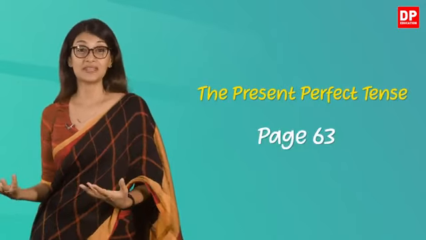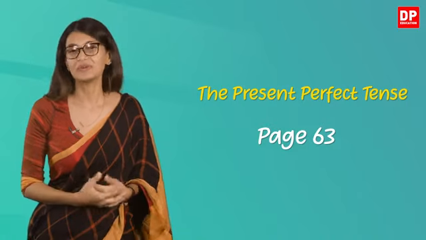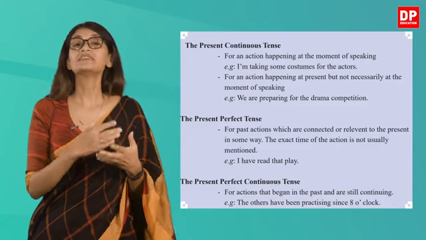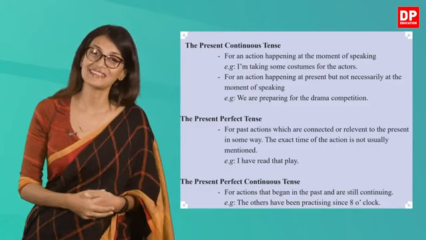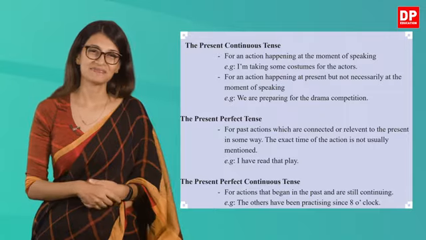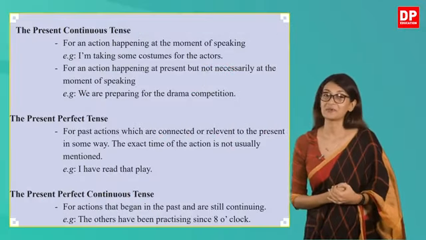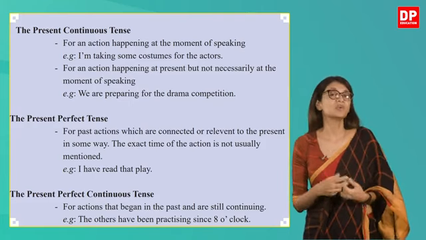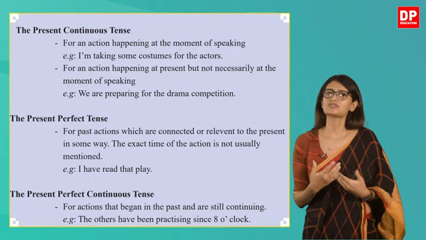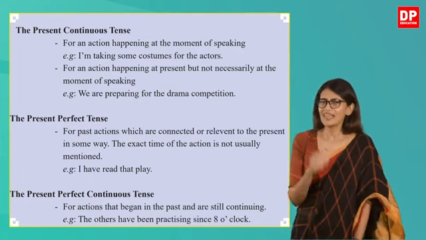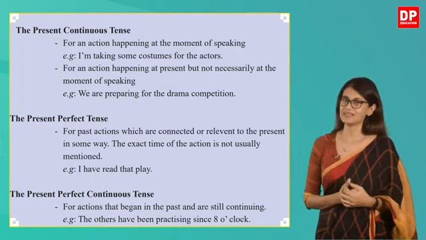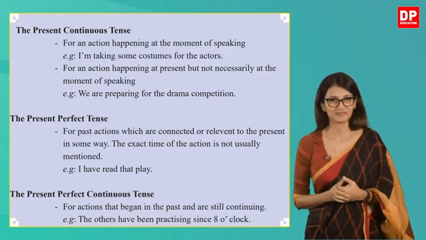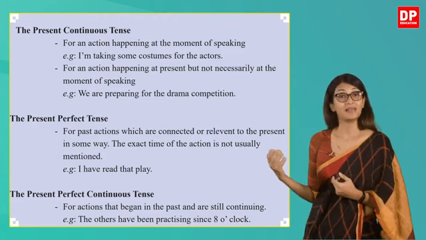On page 63 of your Pupil's book, you will notice that there is an explanation given about all the different types of present tenses. It is in a blue box. According to your Pupil's book, the present perfect tense is used for past actions which are connected or relevant to the present in some way. The exact time is not usually mentioned. They have given an example below the explanation. I have read that play.